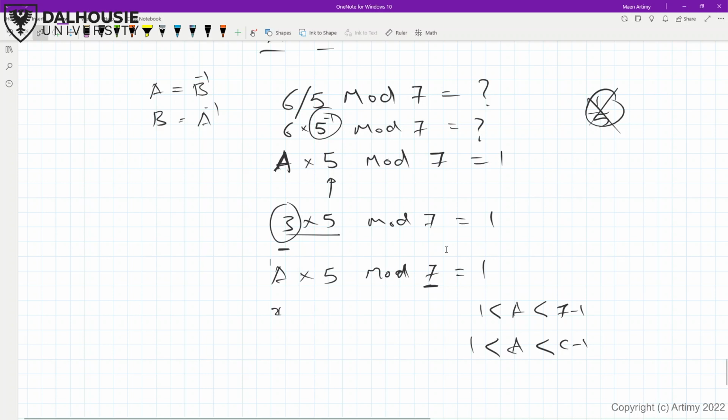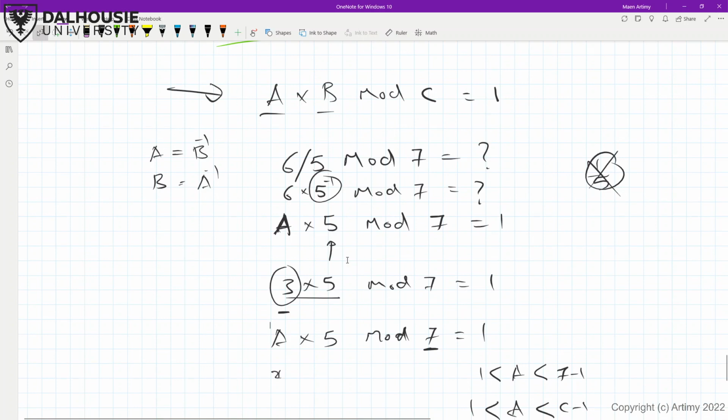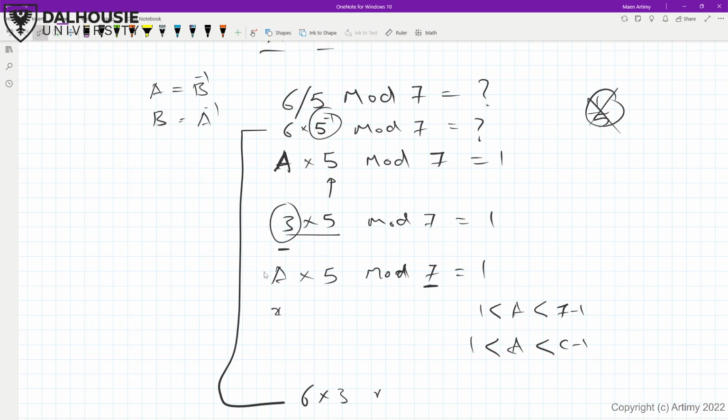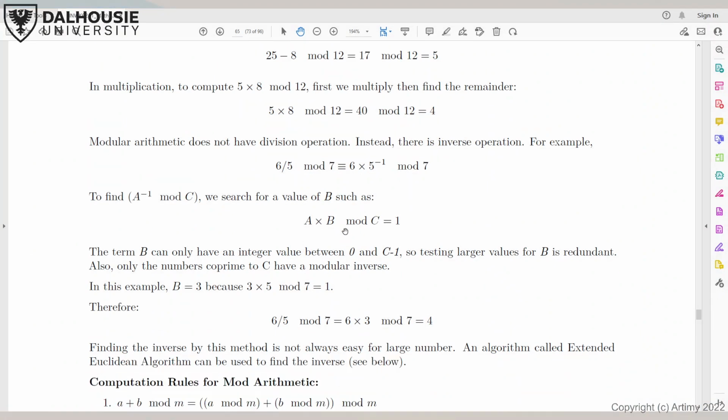Okay, so now that we know the inverse of 5 is 3, we can go back to our original question here and replace the 5 inverse with 3, so 6 multiplied by 3 mod 7, so that's 18 mod 7, it will give us 4, and that will be our answer.